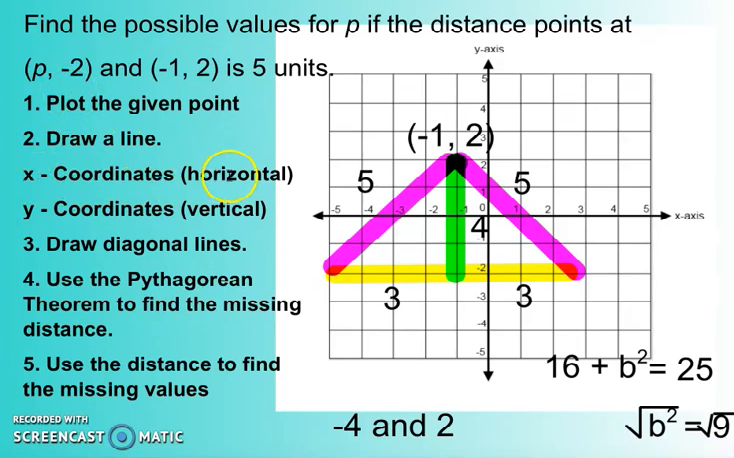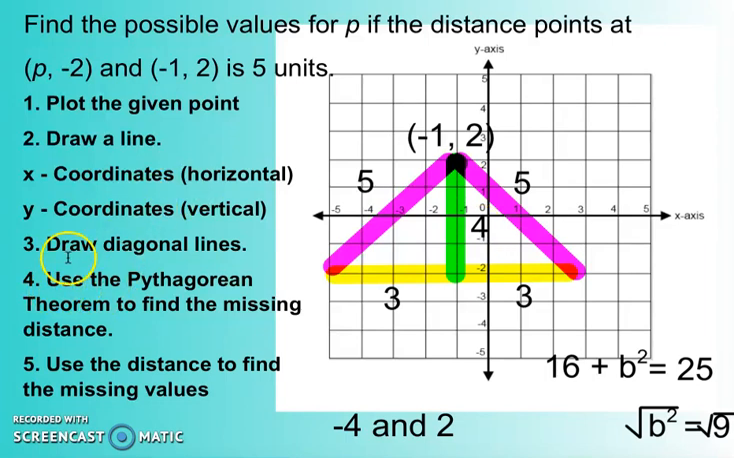If I was given the x coordinates, then I had to do a horizontal line. If I was given the y coordinates, I did a vertical line. Well, in this case, I have y coordinates. And so I did a vertical line from +2 down to -2. Okay? And that was 4 units away from each other, so I put a 4.